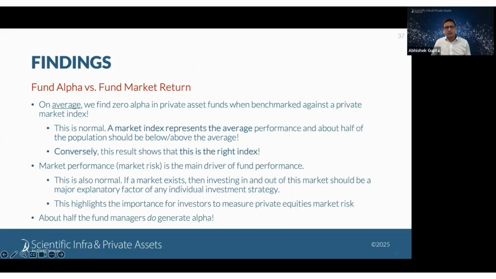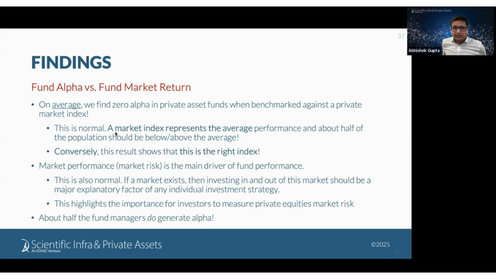So on average, we found that alpha is zero in private asset funds when you benchmark them against a private market index. And this is normal behavior. A market index represents the average performance, and half of the population should be above and below. So this makes sense. Conversely, it also shows that this is the right index, because this index represents the market, and only then on average you could have zero alpha.